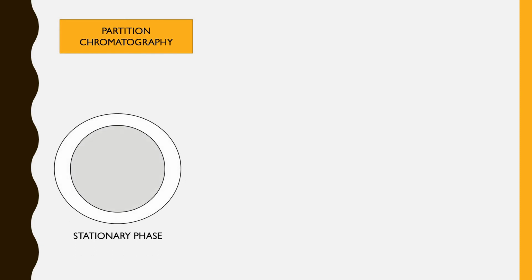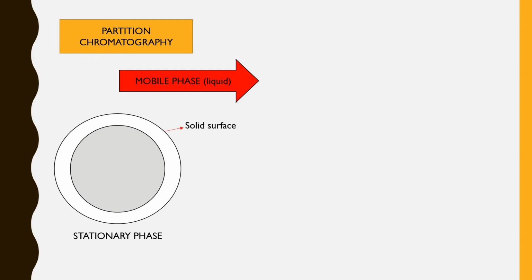For example, you have a stationary phase, and also a mobile phase. Usually the mobile phase is a liquid, except for gas chromatography, where you are referring to a gas. And in the stationary phase, you have a solid surface, but on the solid surface you have a liquid stationary phase. So the mobile phase is a liquid, and the stationary phase is also a liquid.